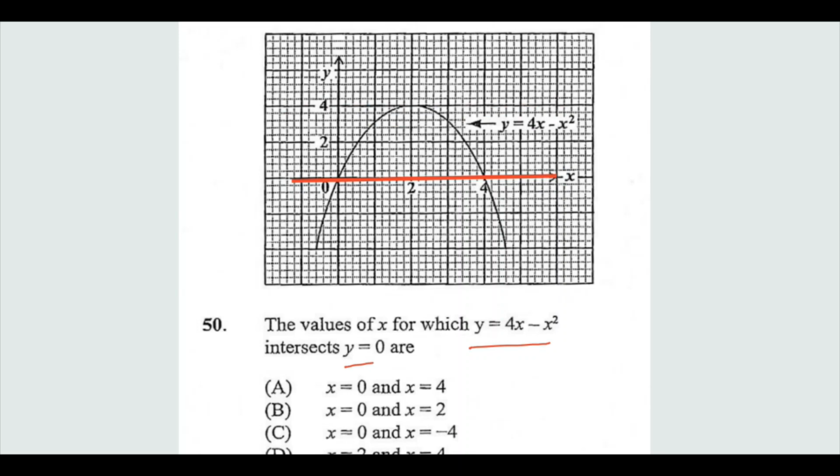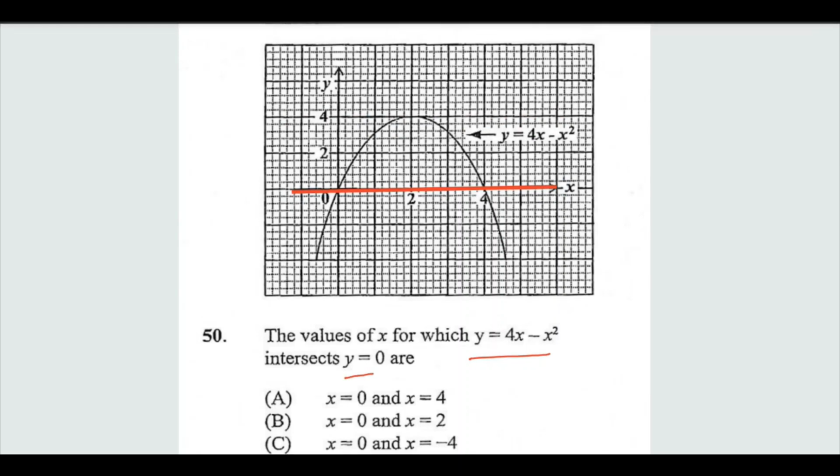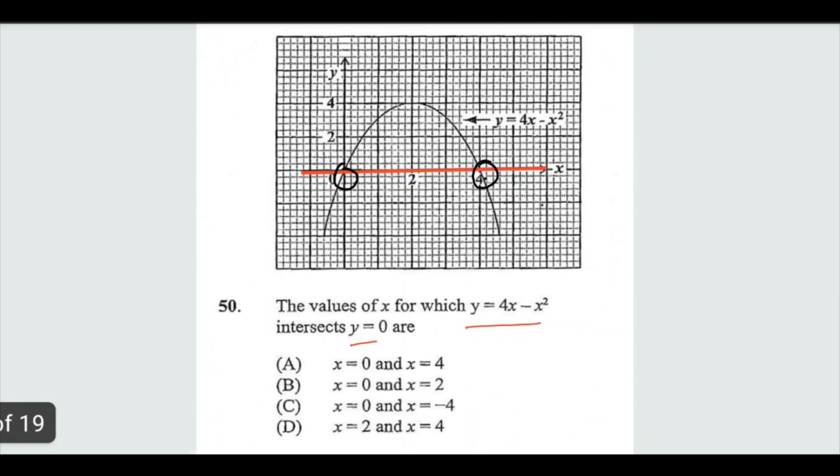Right? So if you want to find the values of x, we look at where the graph will intersect that line. At this point and at this point. So that would be 4 and 0. So the values of x when y intersects 0 will be 4 and 0, and that answer there is A, 0 and 4, right? Easy as that.